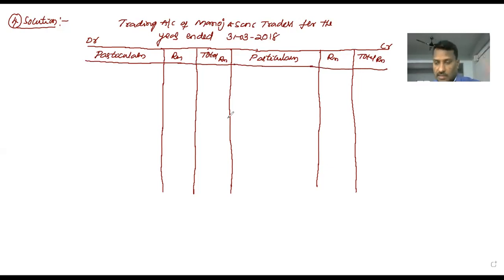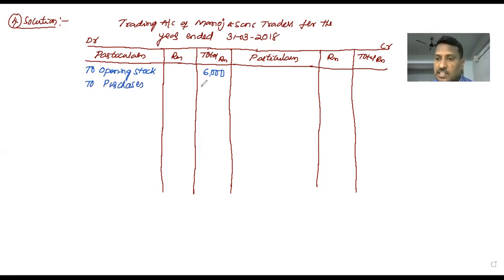We know, as we discussed in the last two problems also, that the trading account always begins with opening stock. My dear students, what is the value of the opening stock? It is 6,000. Value of the opening stock 6,000. After the opening stock, the next one should be purchases.